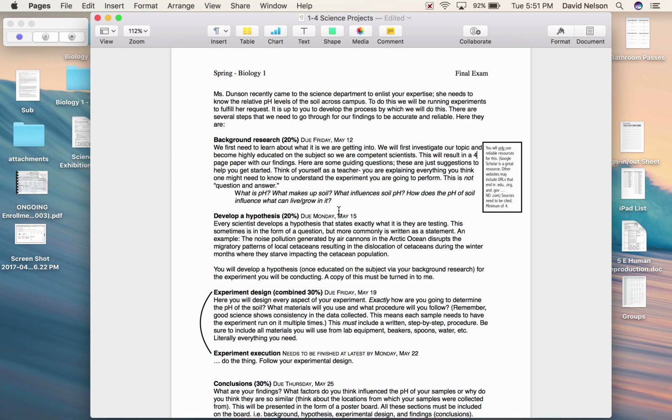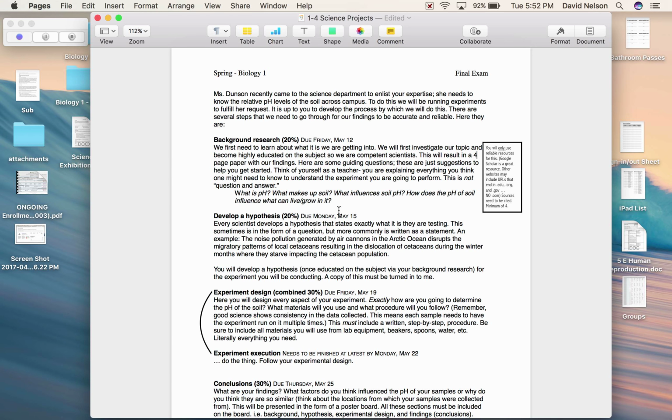The first would be like, what is pH? Do we know what pH is? Do we have a good enough understanding to be going out and testing the relative pH and to know what it is exactly that we're looking at? What makes up the soil? If we know what makes up the soil and if we know pH, maybe we can take some guesses at what the relative pH might be before we ever do a test.